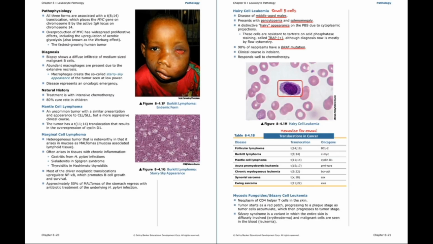Mycosis fungoides and Sézary cell leukemia are part of the spectrum of CD4 helper T cell neoplasms.